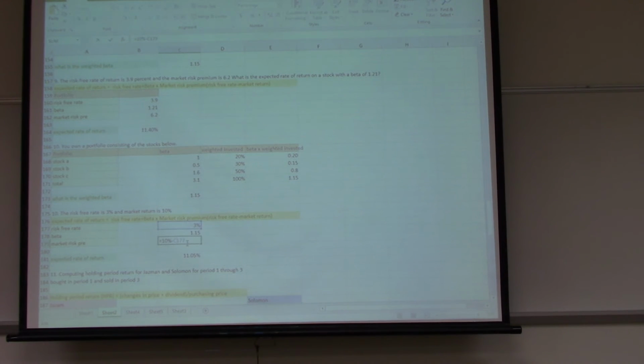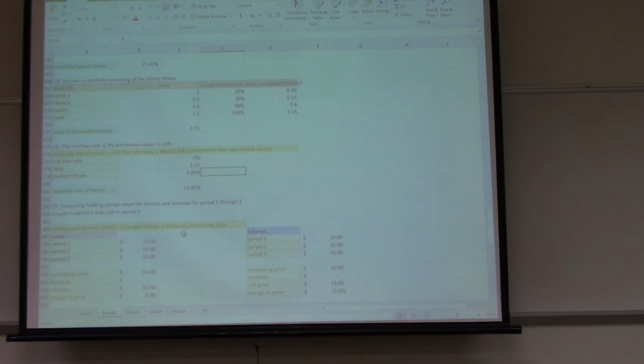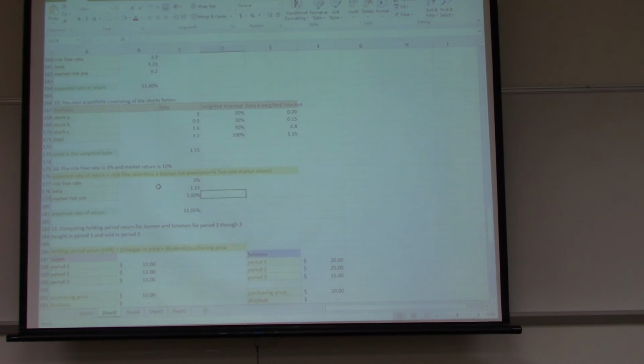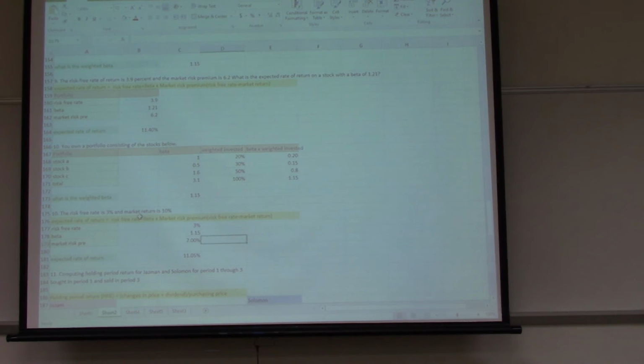Can you also explain one question about the holding period return? Remember we discussed it. It's confusing. I think there's one below here. Since your market risk premium is your market return minus your risk-free rate, you subtract 3% from 10%, and that gives you your market risk premium. Then you simply multiply it by your beta and add the risk-free rate, and that will give you your expected rate of return.